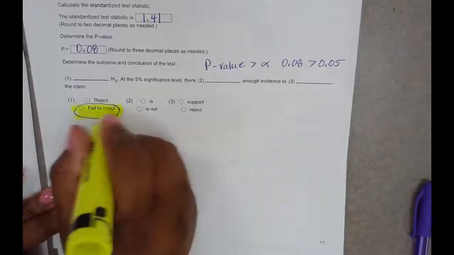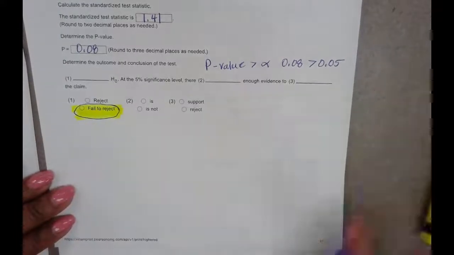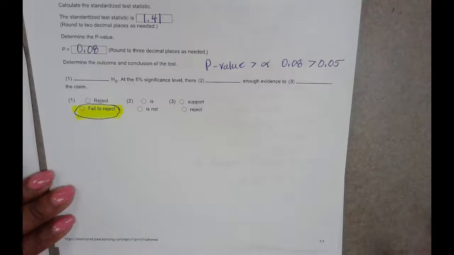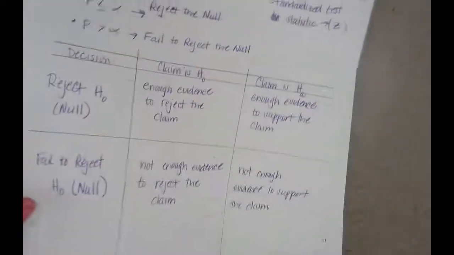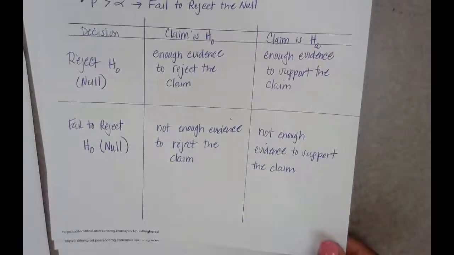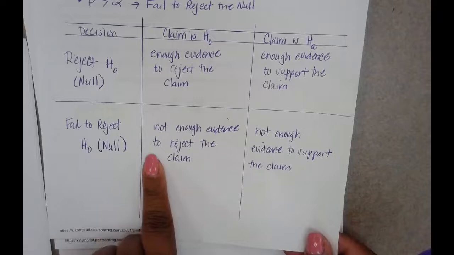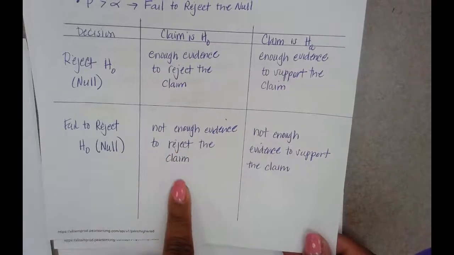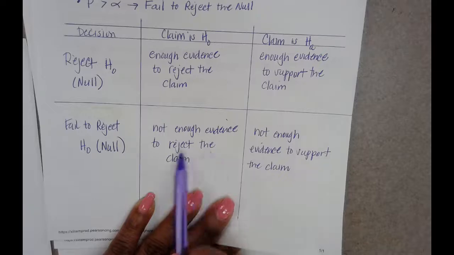Fail to reject the null. Now, when we fail to reject the null, how do we know which words to use here? I'm going to use this part. When we fail to reject the null, there is not enough evidence to reject. But that also means to reject the claim.